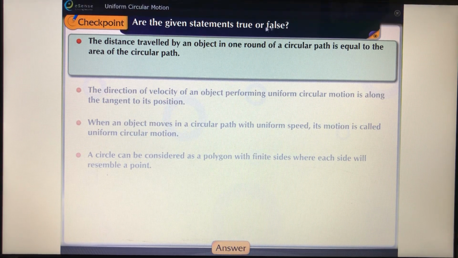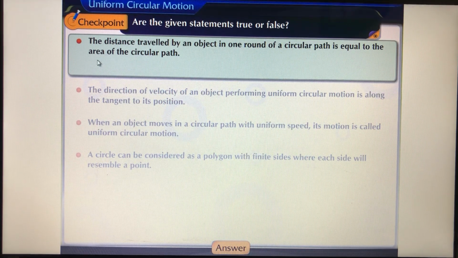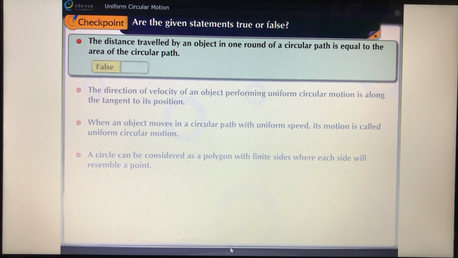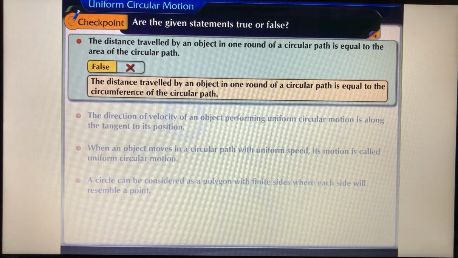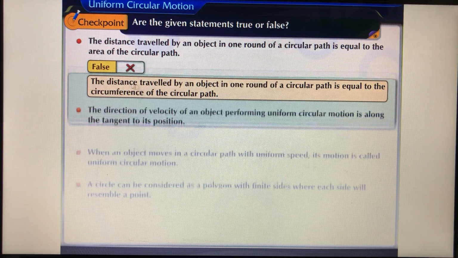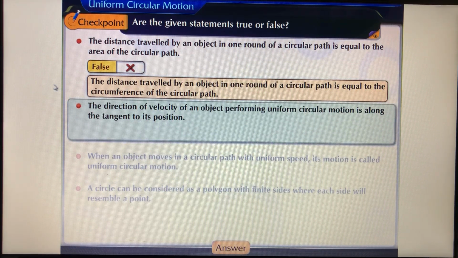It is true or false, you have to take the decision. The distance traveled by an object in one round of a circular path is equal to the area of the circular path. That is 100% wrong because we know that it is the circumference of the circle. See what is there, circumference. Try to understand. Not area, it is circumference.